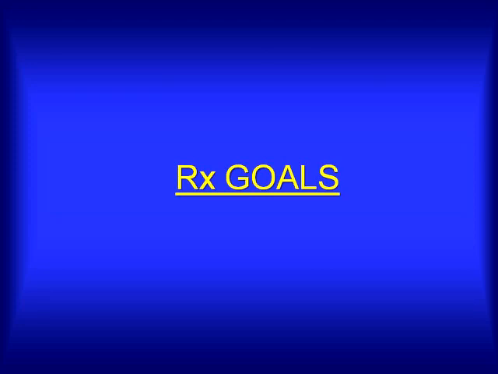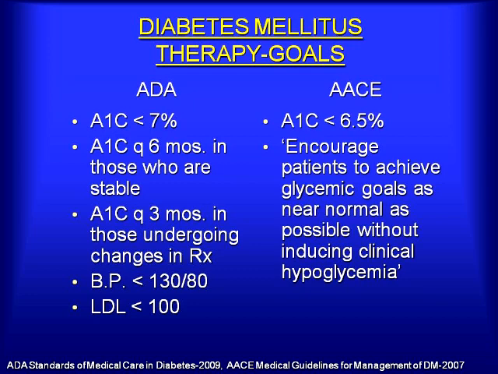What are our goals? What are we trying to do here in terms of managing diabetes? And it depends on who you listen to. The American Diabetes Association has its stated goals. The American Association of Clinical Endocrinologists has its stated goals. The ADA says strive for an A1C of less than 7. Once it's there, if they're stable, you only need to monitor this every 6 months or so. Those that are undergoing therapeutic change or who aren't stable, you want to check it every 3 months. The ADA highlights the need to control the blood pressure and the lipids. And why this is important, I'll come back to in a few minutes.